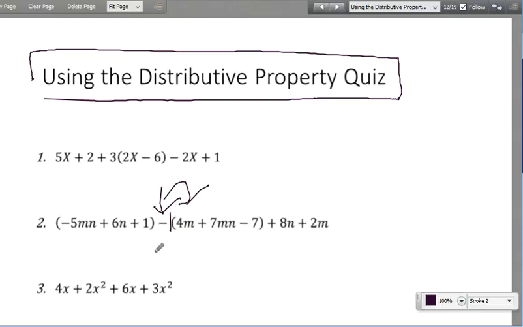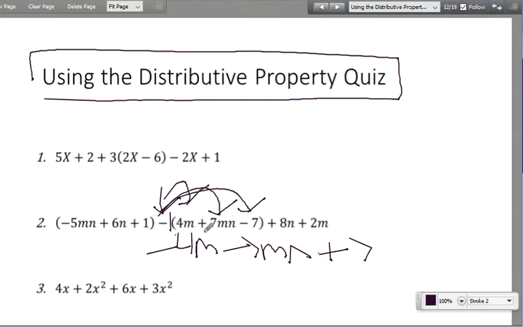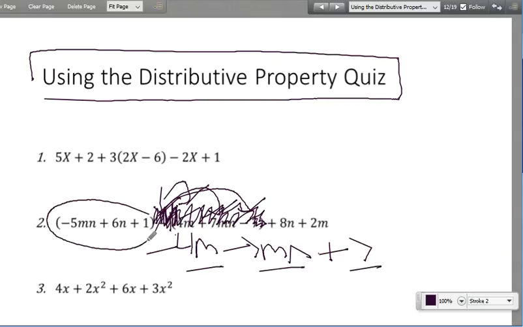Negative 1 times 4m would be negative 4m. Negative 1 times 7mn would be negative 7mn. And negative 1 times negative 7 would be positive 7. Okay, so once you have distributed the negative 1, all of this is gone. All of this became this. And now you're just going to combine these terms with these terms. You're going to combine all the like terms to simplify this.